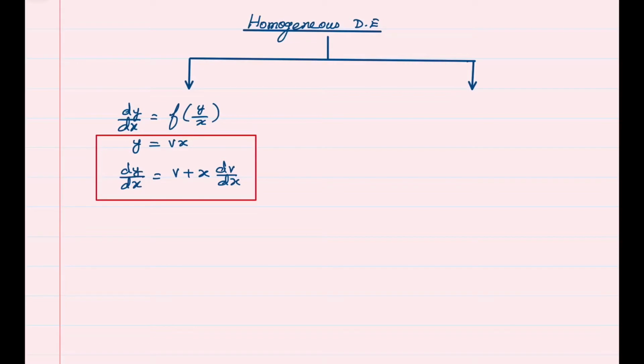The second type of differential equation is dx by dy, which is a function of x by y. In this case, we substitute x by y as v, that is x is equal to vy, and here differentiation has to be done with respect to y. dx by dy is equal to, using product rule, we get v into differential of y with respect to y, which is 1, plus y into dv by dy.